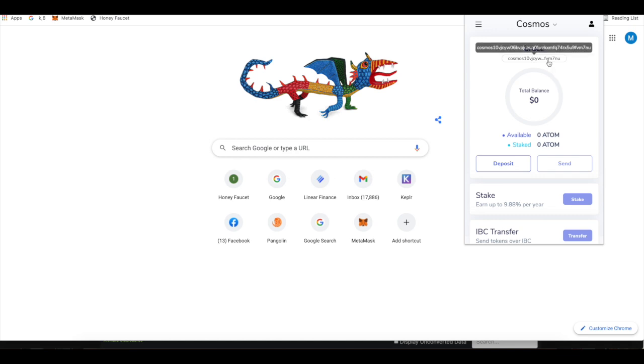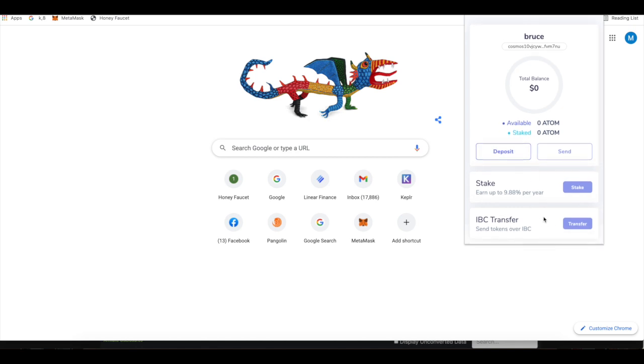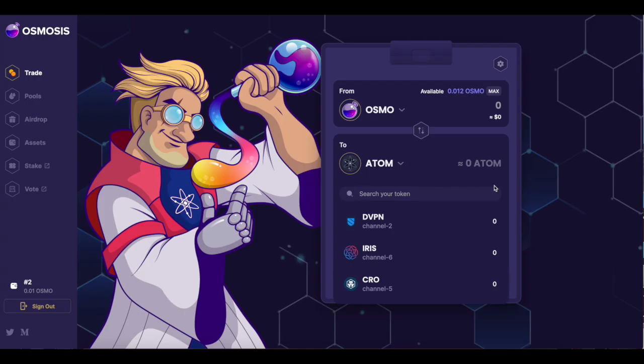So you get this wallet address that's right here, and you send the funds over to this wallet. Now, once they're on this wallet, now you're going to be using the IBC bridge. So let me show you how to use the bridge. All right, so to the bridge.